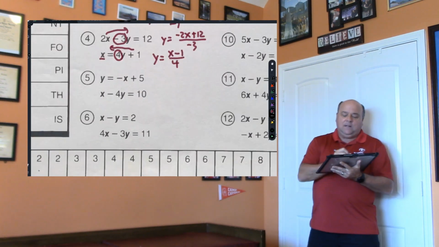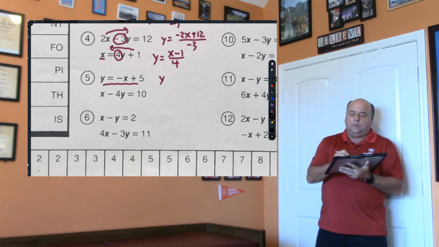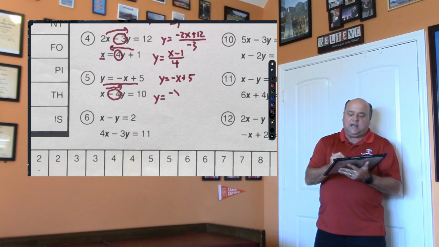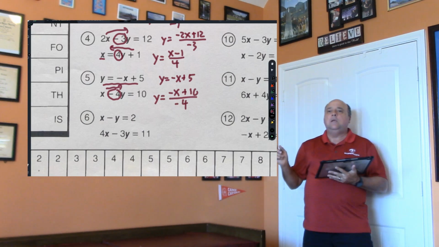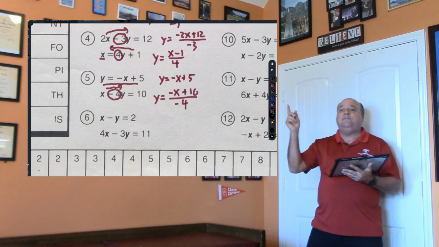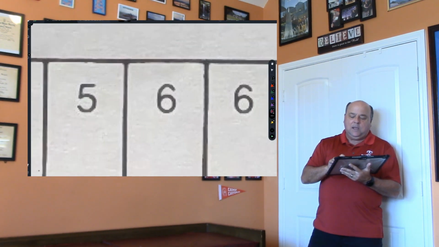Number 5, this is the correct form. I don't need to change it. On number 5, the x flips, the y goes on the bottom. So y equals negative x plus 10 over negative 4. Remember, all we're doing right now is solving them for y, then we're going to go back and graph it and find the intersection point.